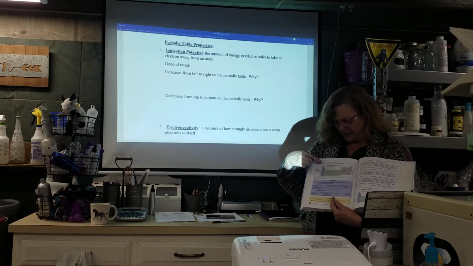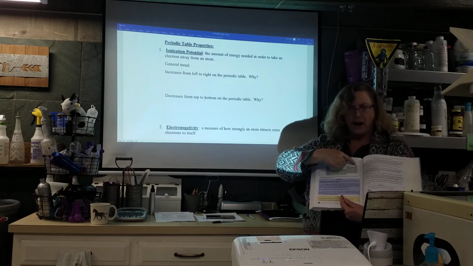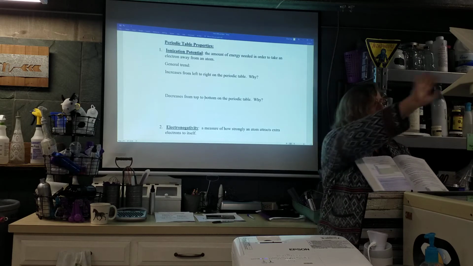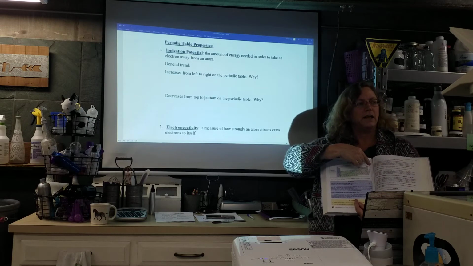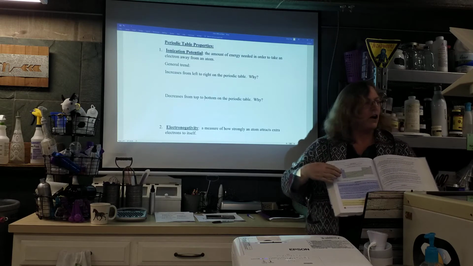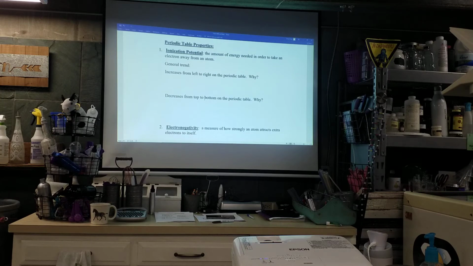For me, it's easier to know that if I see the arrow pointing across the table increasing and the arrow pointing up the table increasing, I know that my general trend is going up to where both arrows are. I know that this is my lowest ionization potential going up to my highest ionization potential. Okay?